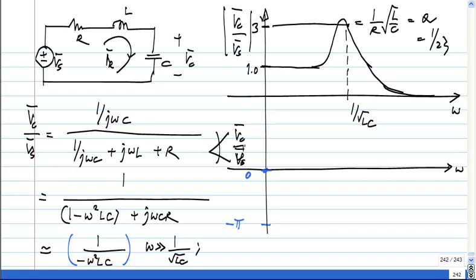Okay. And what is the phase at 1 over square root LC? Minus pi by 2. It's an imaginary number, right? 1 over j omega CR. So it goes like that. Okay. It asymptotically reaches minus pi.